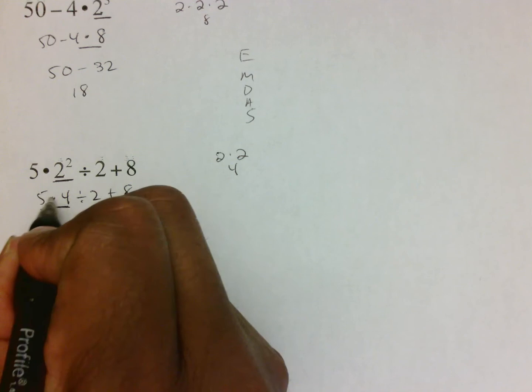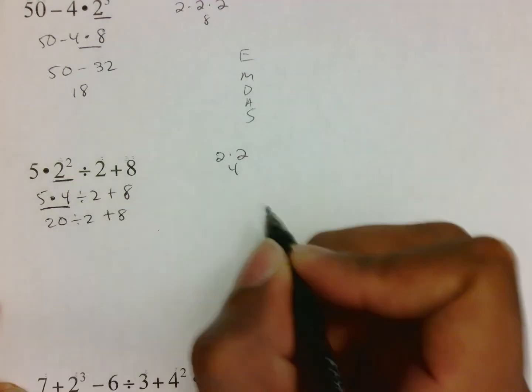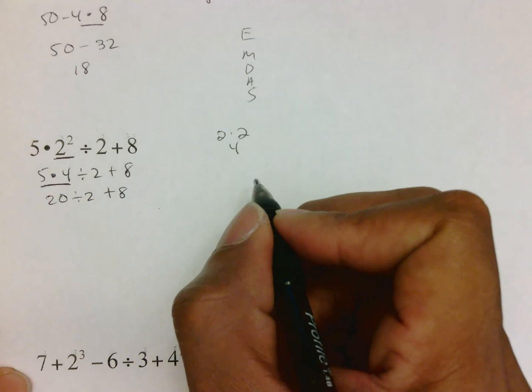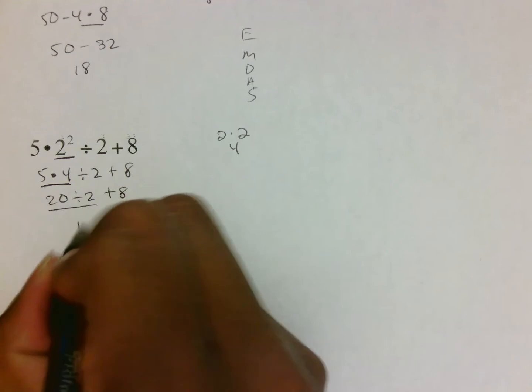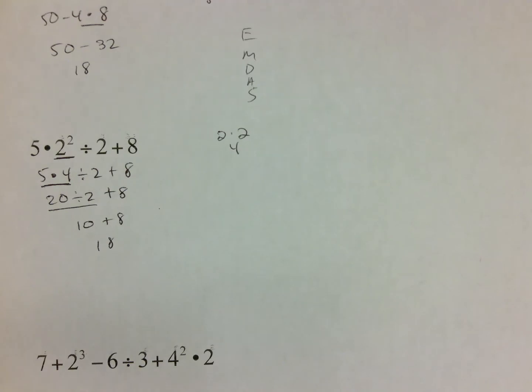Remember, multiplication or division. 5 times 4 turns into 20. Everything else gets rewritten. The first teacher, or multiplication division, is here. 10 plus 8, which again gives us the answer of 18. Typing it off to the side to make sure first. Yep.